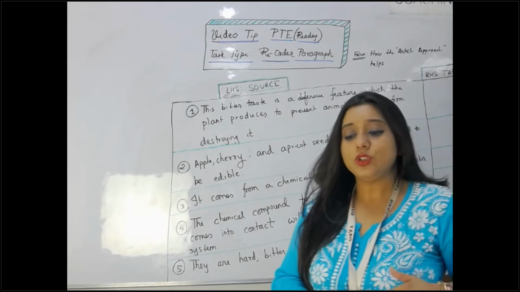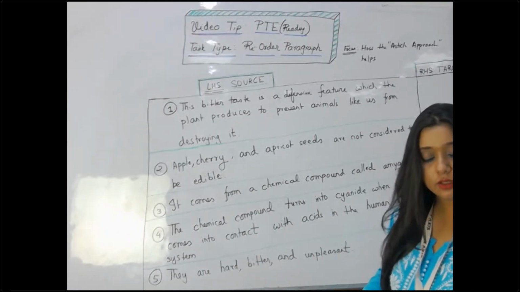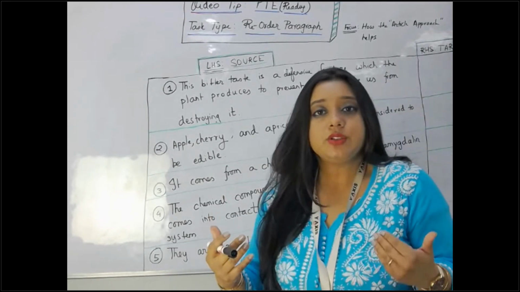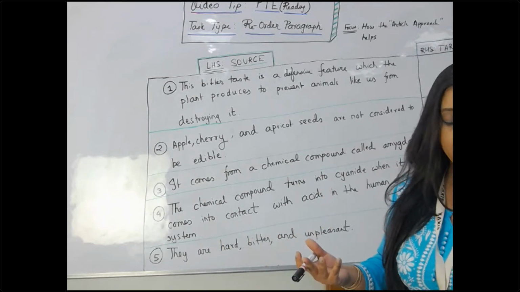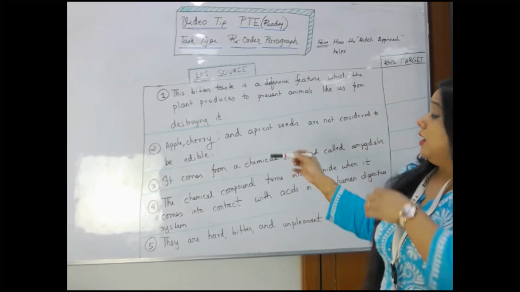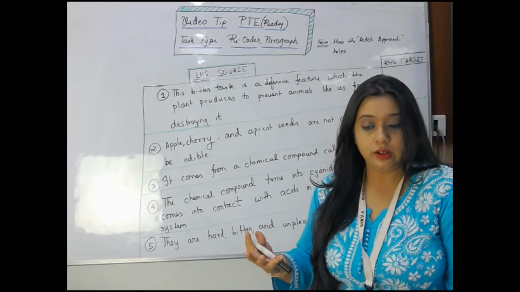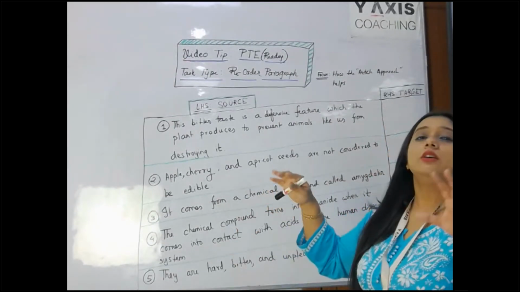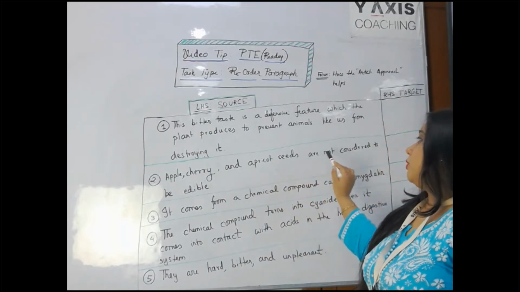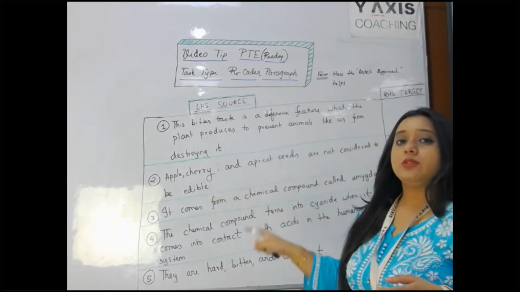So as a test taker, what should be your first step? You have to read all the sentences to get a clear understanding of the story. And then the question should be, who or what are we talking about? So what are we talking about over here? The sentence which can stand on its own, which has a subject mentioned, will come first. So over here it is pretty clear. The topic sentence is nothing but apple, cherry, and apricot seeds are not considered to be edible. What are we talking about? Apple, cherry, and apricot seeds.